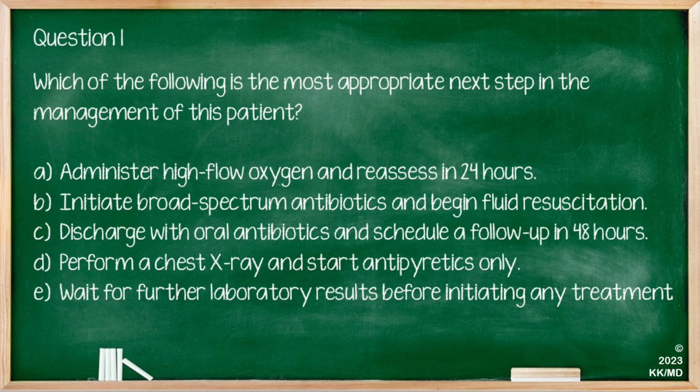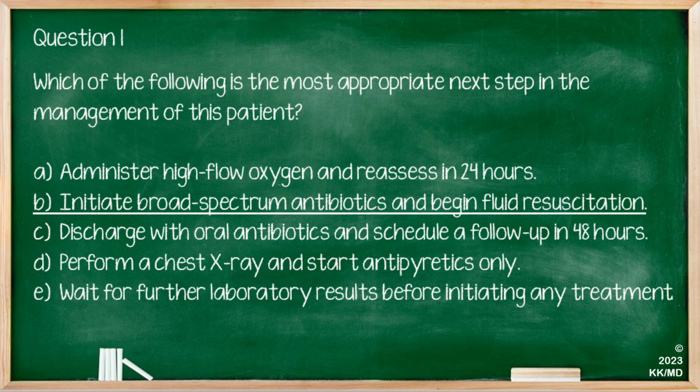And as you can see, a lot of these options in real life happen all together. That is to say, for instance, giving high flow oxygen or performing a chest x-ray and giving antipyretics. However, the wording of the question is clearly describing someone who is acutely unwell and needs resuscitating there and then. Therefore, the correct option is going to be option B, which is initiating broad spectrum antibiotic and starting fluid resuscitation.